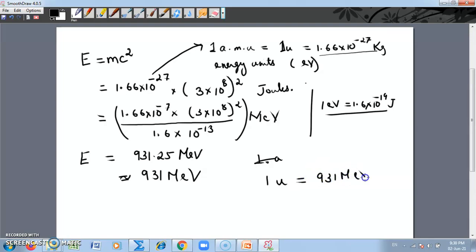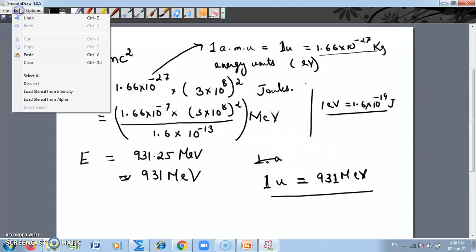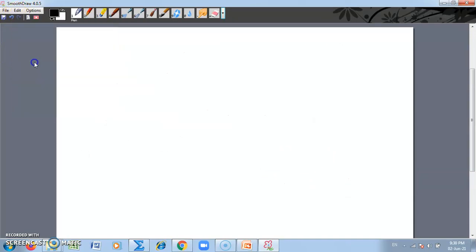So I don't think we'll have a problem now if masses are given in MeV also. This might also come sometimes in your numericals, in binding energy and other things, or in nuclear fission. You may have to convert mass from energy unit to mass unit and vice versa. So we have to remember these things.